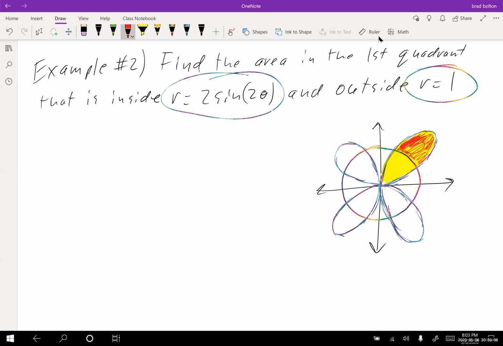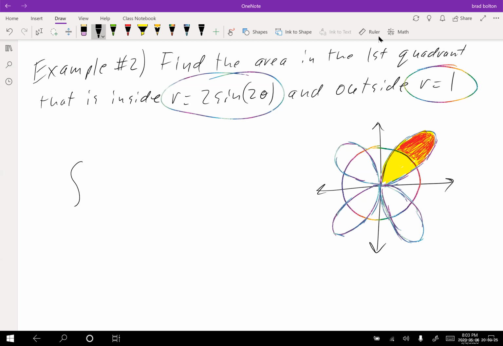Okay, so this is really the only area that I'm trying to find. Not all the yellow, just this part. That means that I'm going to take the furthest away curve minus the closest curve. So the rose petal is furthest away. So that's going to be my integral.